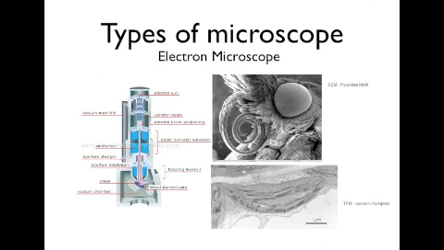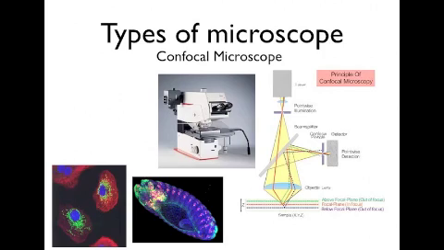And the second picture is a TEM, which is a transmission electron microscope. It is also very good and much more detailed than the light microscope, but it doesn't provide 3D imaging such as the scanning electron microscope. And in this example, we have a spinach chloroplast.